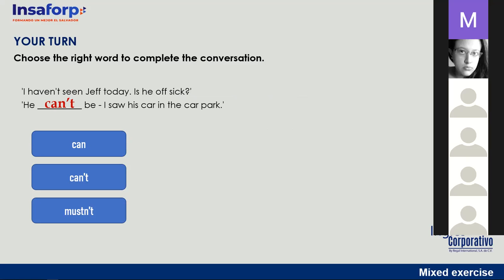I haven't seen Jeff today. Is he off sick? And the other person said, he can't be. I saw his car in the car park. Sí vi el carro de él en el parqueo. Aquí tiene que andar. No puede estar enfermo. So he can't be. All right. Very good. Thank you, Alejandra.